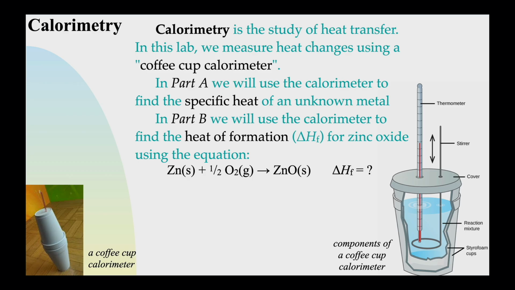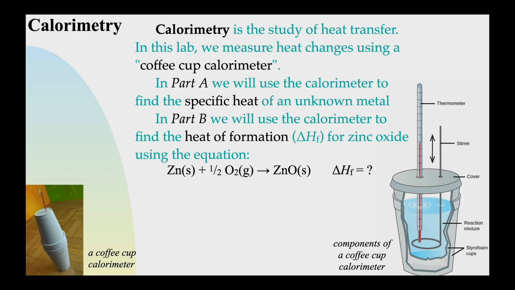In part B, we're going to use the calorimeter to find the heat of formation, which gets this fancy symbol, delta H with a little f, right there. The f stands for formation, for zinc oxide. If you have a formation reaction, you only have 1 mole of product, and all reactants are elements in their standard states. So even though oxygen is a diatomic, even I, who hate fractions, have to use 1/2 right there, because we only want 1 oxygen in the ZnO.